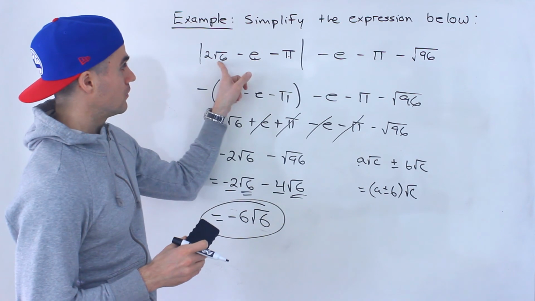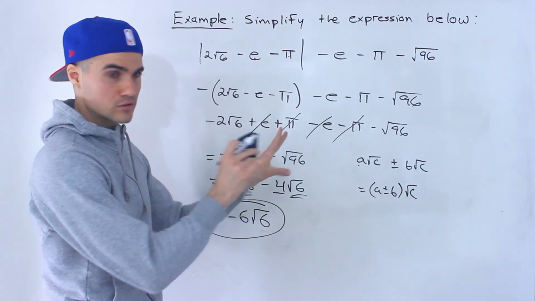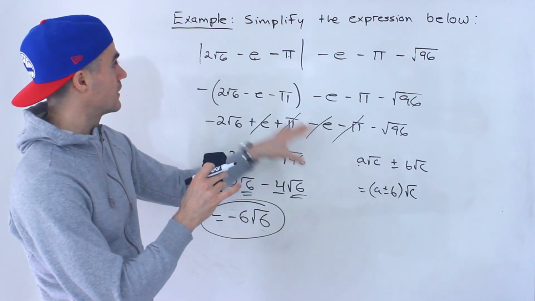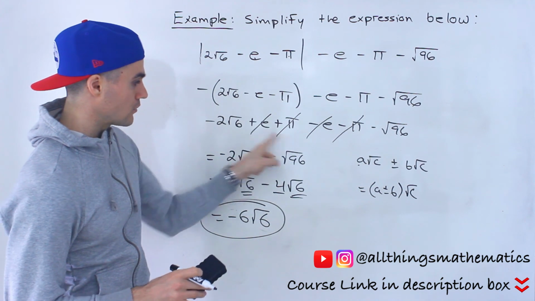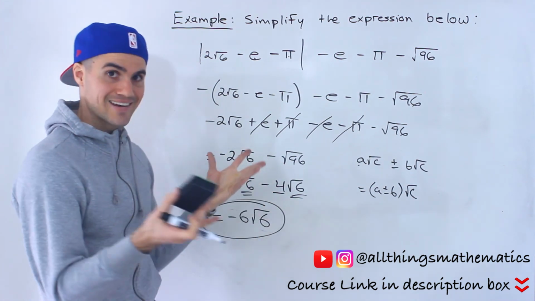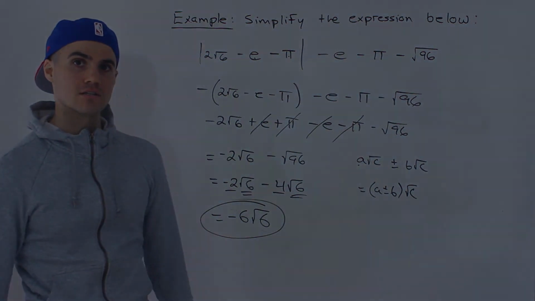So first figure out any absolute values. Is it positive or negative? Sometimes you're going to have to use a little logic on the side to figure that out. Then once you do, you can go ahead and simplify, and then simplify all the radicals to see if anything can further net out, like here. And the final answer for this is negative 6 root 6.